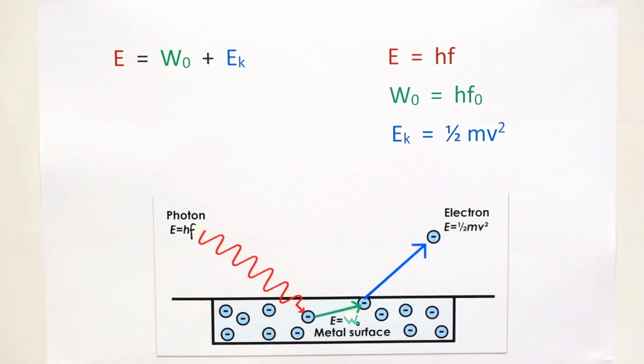The mass of an electron is given to you on your data sheet. Please remember that. You might get a question in the exam and they don't give you the mass of an electron. You do actually have it. It's on the data sheet.